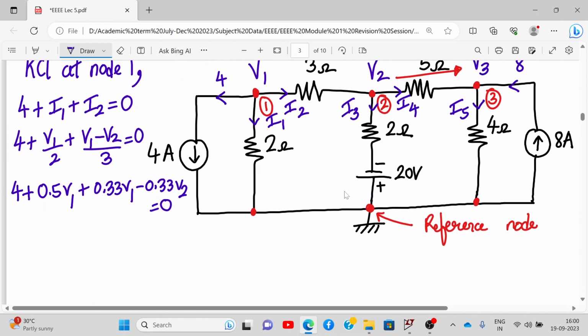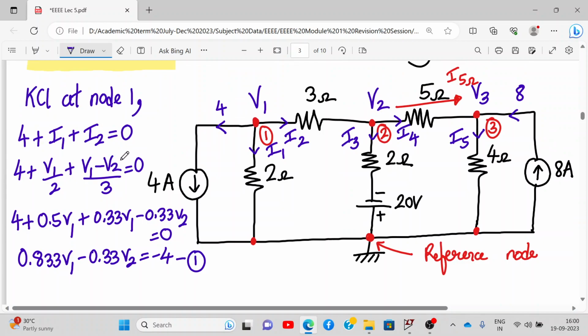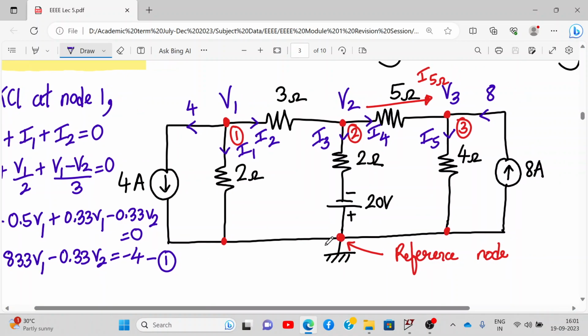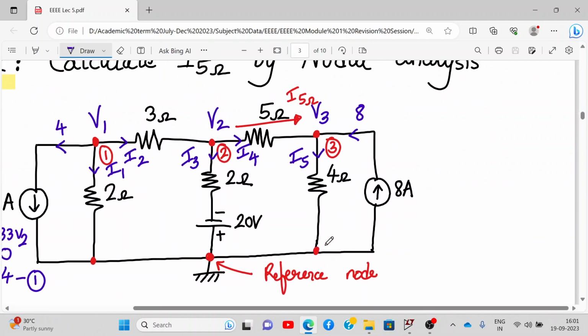All right, and now solve this. So you'll add this and this, and you'll get 0.833 V1 minus 0.33 V2 is equal to minus 4. So this becomes our equation number 1. One advice is don't try to do LCM, write in fraction form like this only. Okay, next we apply KCL at node 3.